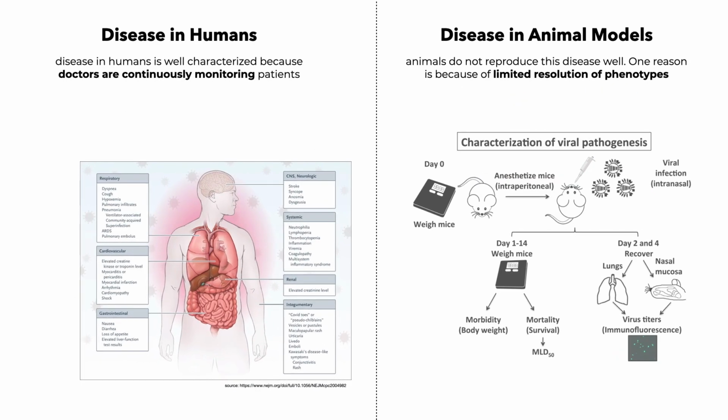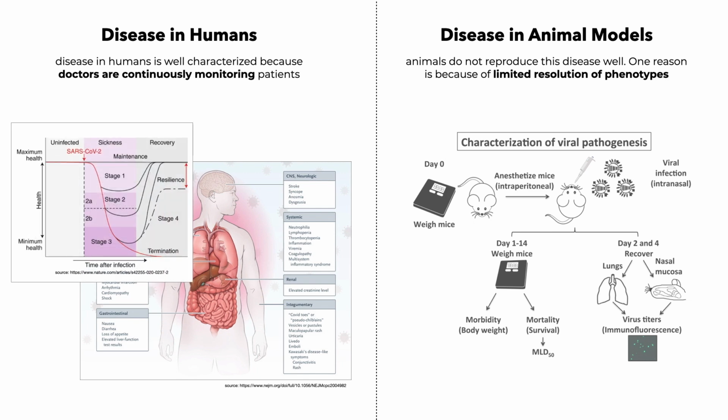Disease in humans is well characterized, mainly because doctors are continuously monitoring patients. Such data allows us to see variability in disease stages, levels of severity, understand how these influence outcomes, and study treatment responses. Such detailed clinical information has led to a paradigm shift in medical practice and clinical trials, stratification of patients, personalized medical treatment, and precision molecular diagnostics that accompany treatment selection.